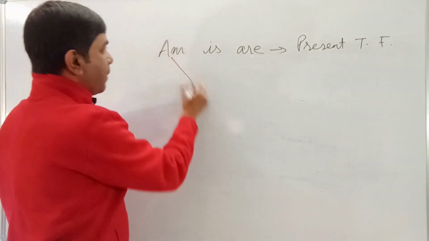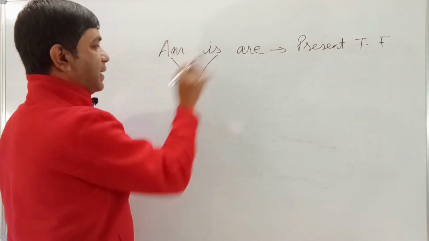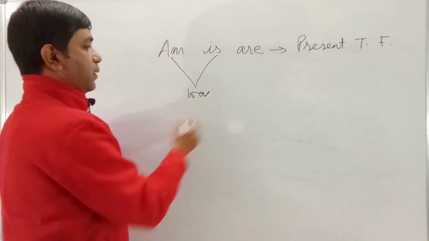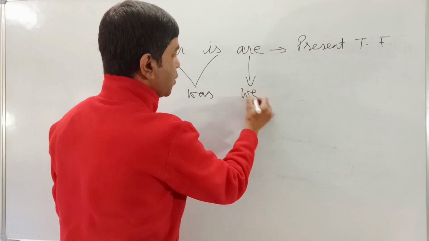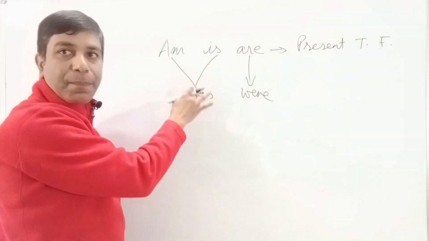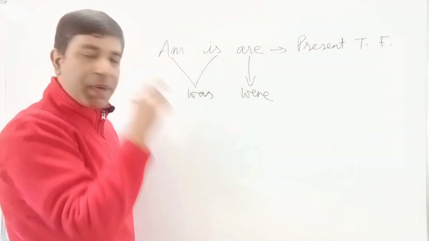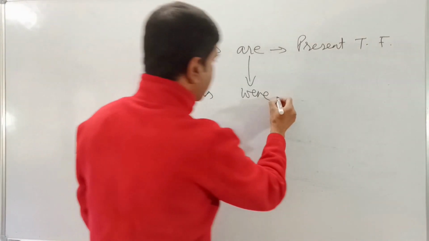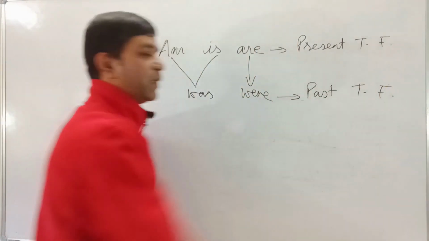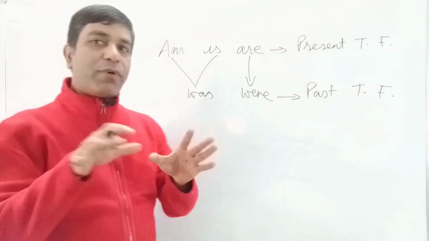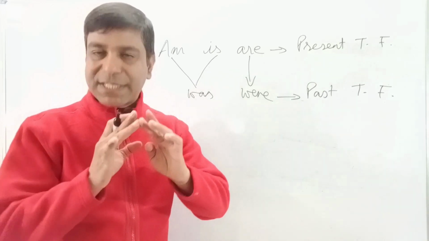When you change am and is into past tense, both am and is become was. And when you change are into past tense, it becomes were. So was is the past form of am and is, and were is the past form of are. And was and were belong to the past tense family. Now, there are 3 forms of verbs. All verbs have 3 forms: present, past, and past participle.